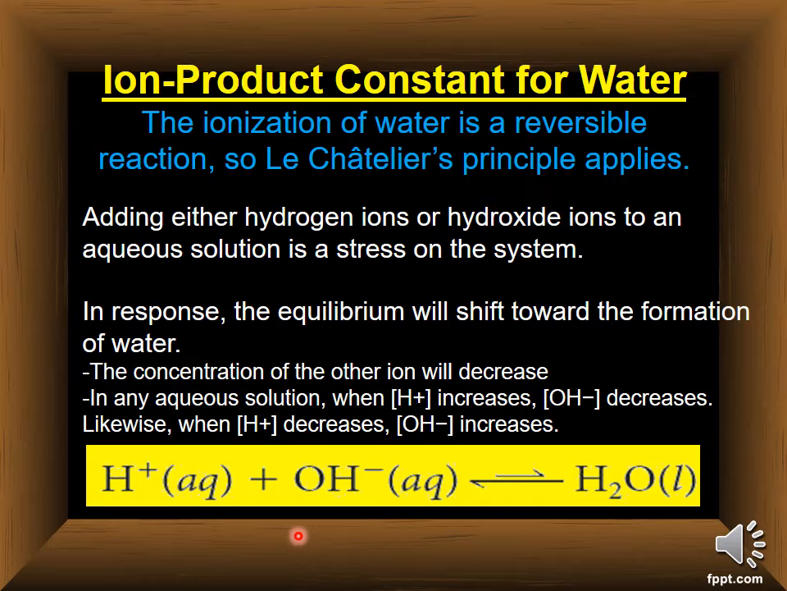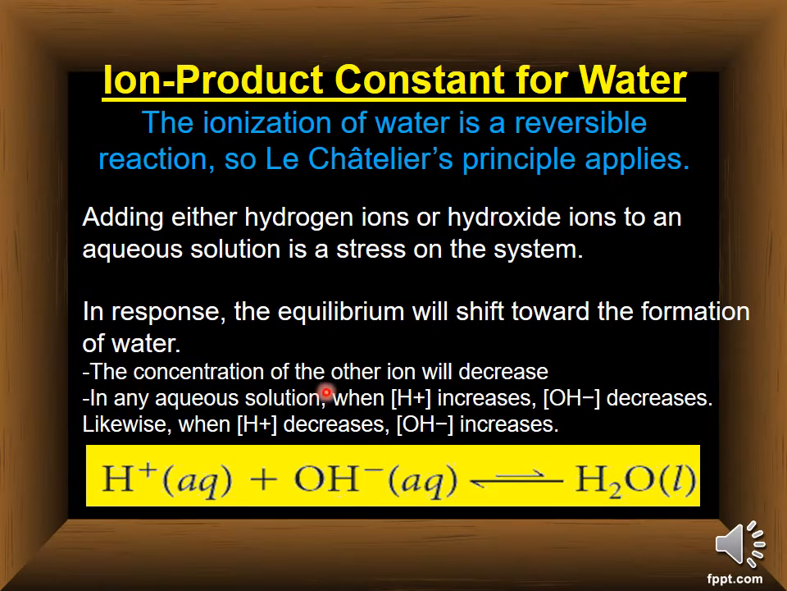Remember that for a reversible reaction, the principle says that a chemical equilibrium always wants to be stable. If the reactant side is more, the reaction is going to shift to the product side, or if the product side is unbalanced, it shifts to the reactant side, until the stability, or the equilibrium, is fixed. So in response, the equilibrium will shift toward the formation of water.